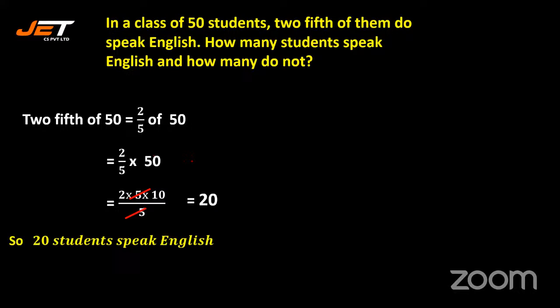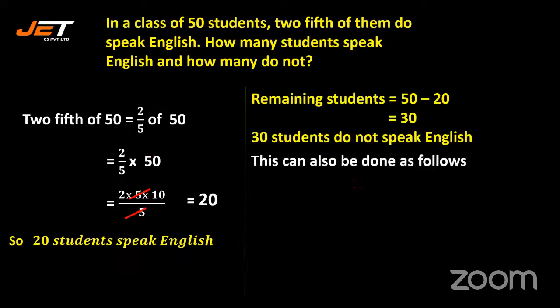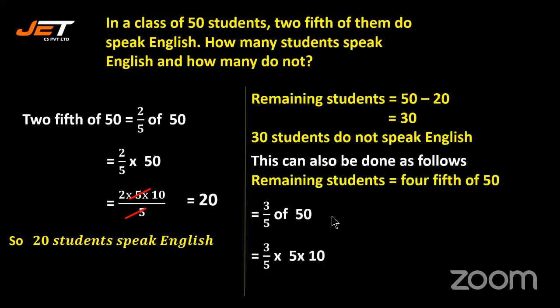Now there are 50 students in a class, total 50, and 20 speak English. So 50 minus 20 is 30. 30 students do not speak English. But this can also be done like 3 by 5 of 50, 3 by 5 times 5 times 10, because 50 can be written as 5 times 10. 3 times 10 is 30. 30 students do not speak English.